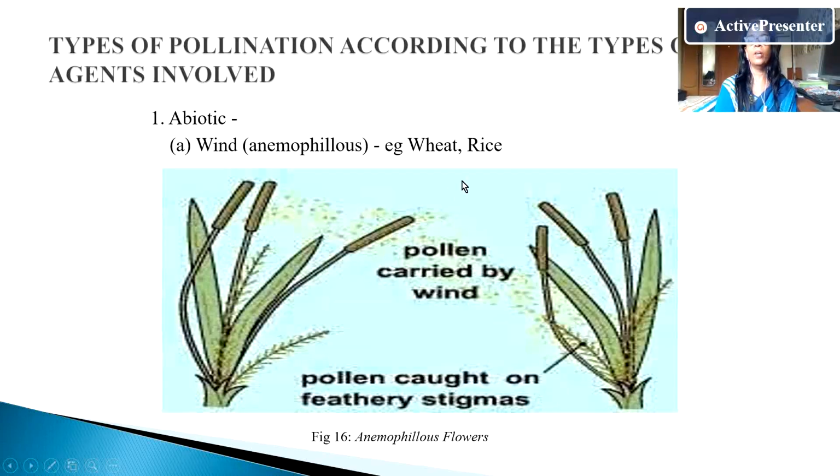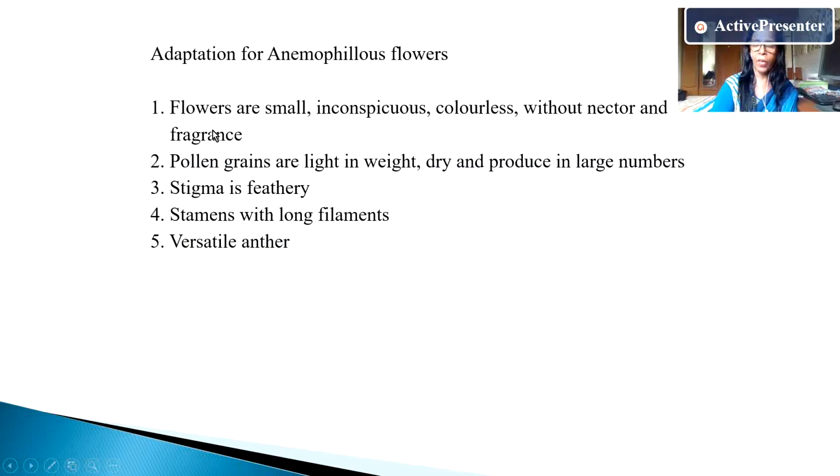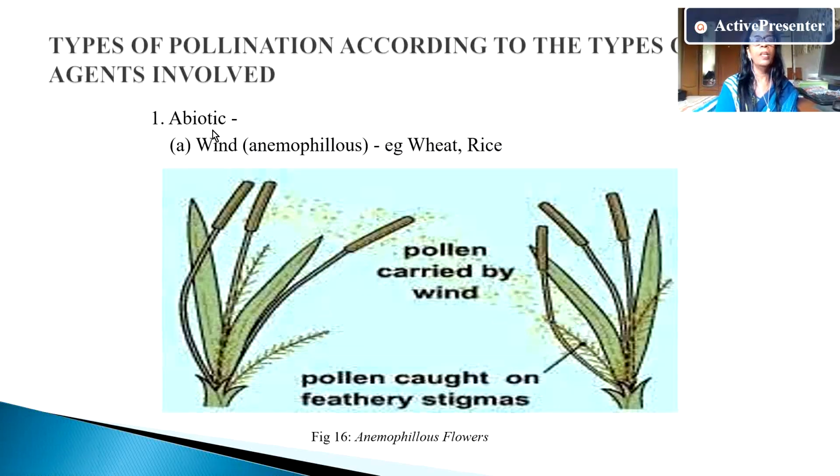Types of pollination according to the agents involved: abiotic agents and biotic agents. In cross-pollination, some agent should be there to carry the pollen grain from anther to stigma. If the agent is abiotic, like wind, that pollination is known as anemophilous. Don't get confused: anemophilous does not mean animals. It is by wind. Wind pollination is otherwise known as anemophilous.